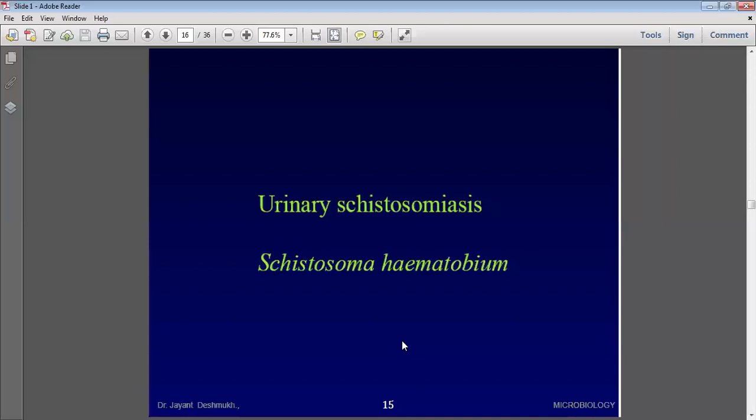Second, sometimes when larvae develop into adult worms, it may very rarely be associated with fever, lymphadenopathy and splenomegaly, but this is very rare.